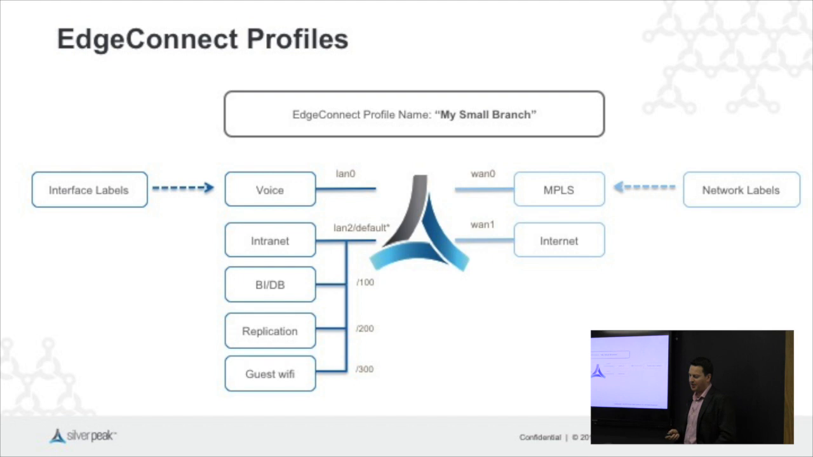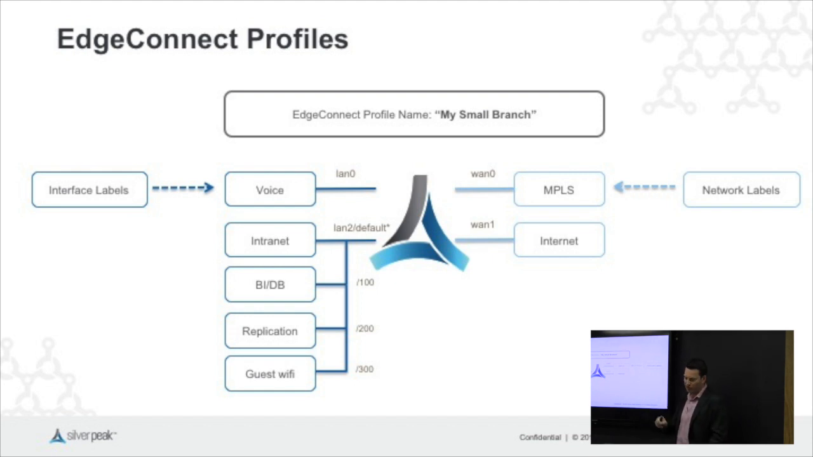The other key piece to make provisioning stateless is that we pull all the configuration of the interfaces of an EdgeConnect device into a service profile. So you can have a standard format for your branch, which says, these are the LAN ports that I will support on that branch. I will support guest Wi-Fi. I will support a certain number of applications. I want a certain VLAN to be associated with that port. And these are the uplinks that I have available.